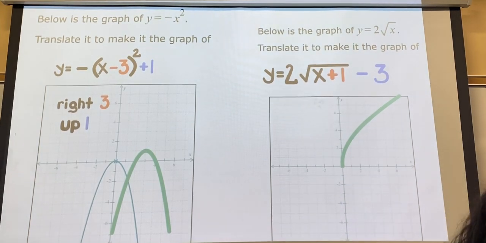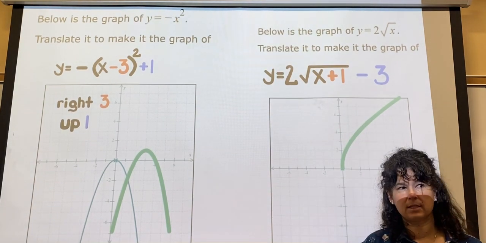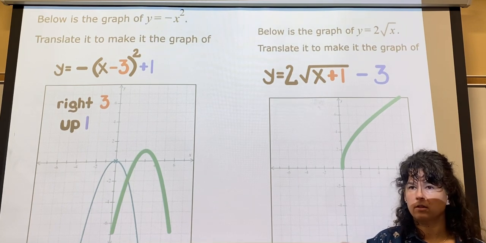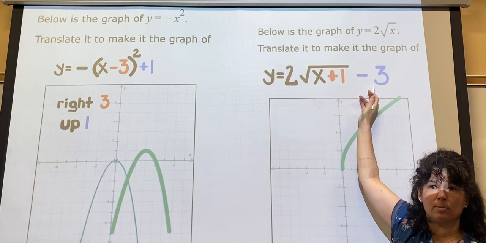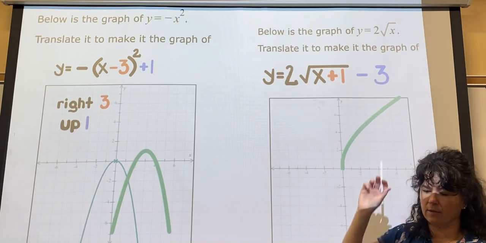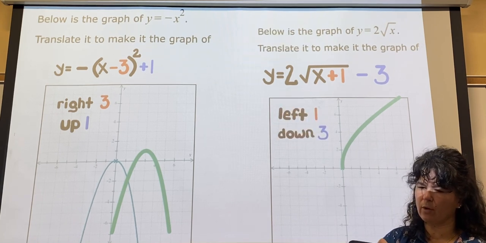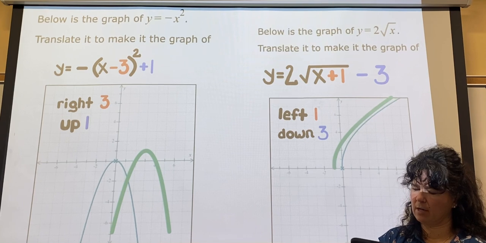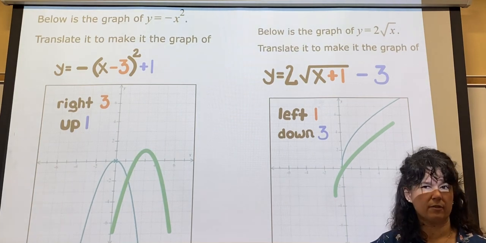Okay, so stop and think there for a moment. What does add 1 inside grouping symbols do? Awesome, left 1. And then outside of grouping symbols, -3. Nice job, down 3. So I'm going to grab this graph and go left 1 and then down 3, and I have it graphed.